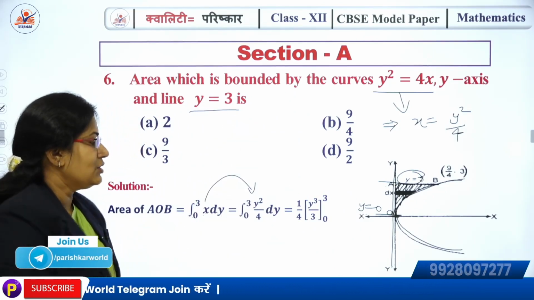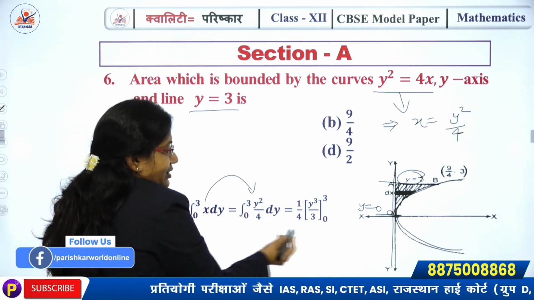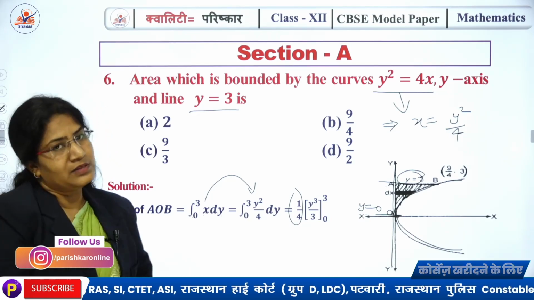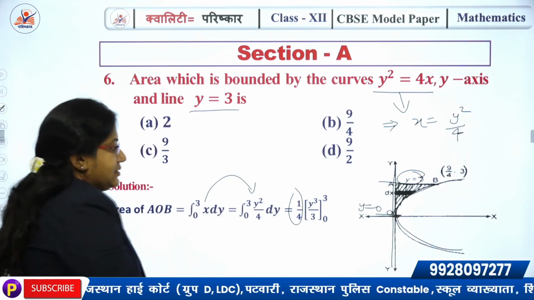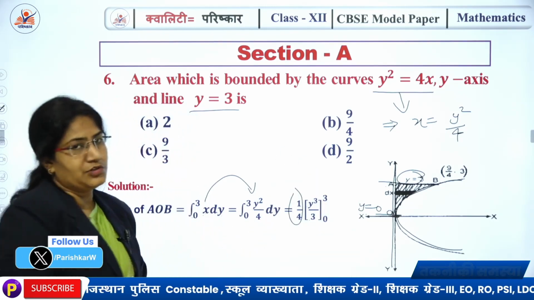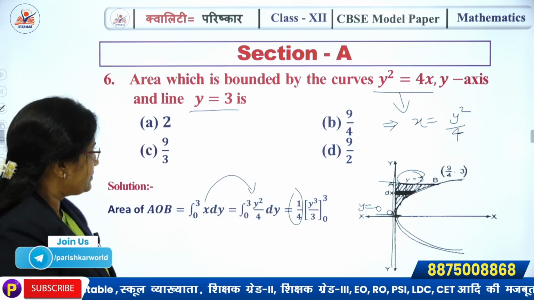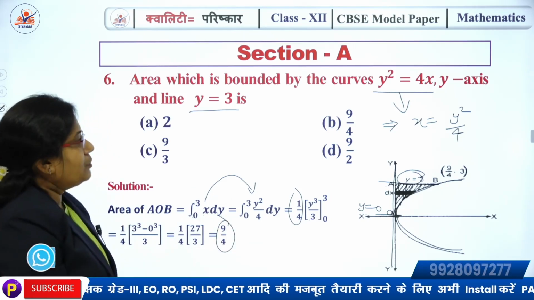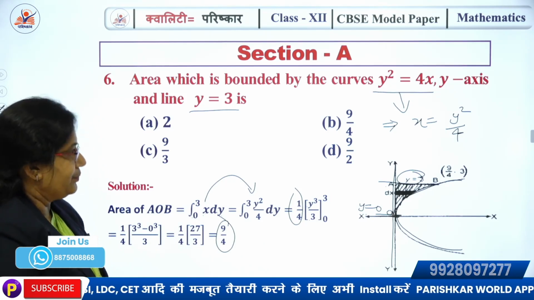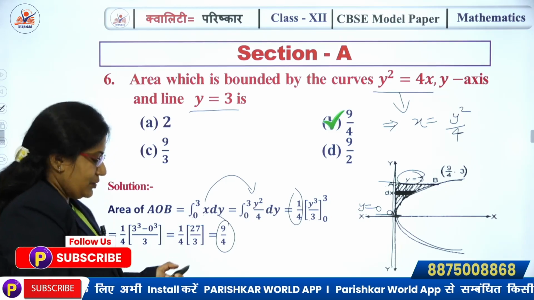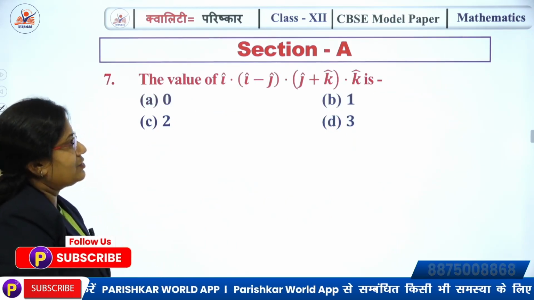Now we will integrate this. 1 upon 4 is a constant, so we keep this 1 upon 4 outside the bracket. Then integrate y square with respect to y, and the integration of y square is y cube upon 3. Between the limits 0 to 3, we calculate it as 9 upon 4. The right option is 9 upon 4, which is option number B. Let's come to the next question.